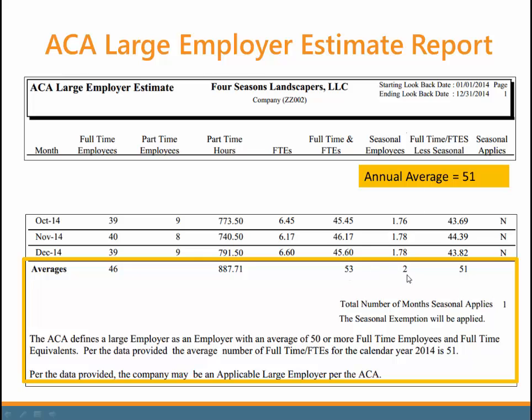They also averaged 2 seasonal employees. So with the seasonal employee exemption, they were able to subtract these 2 from their 53 to come up with the annual average of 51 employees. Since the threshold is 50 or more full-time or full-time equivalent employees, this may be a large employer. Again, this is an estimate. Please consult with your legal advisor or an ACA expert to determine your status.